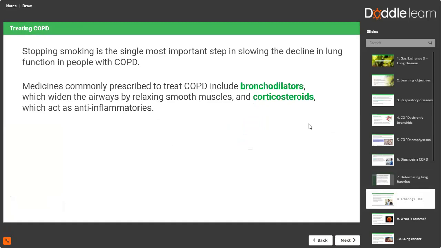So medicines commonly prescribed to treat COPD include bronchodilators, which widen our airways by relaxing smooth muscles. If we think we've got constricted airways in the bronchi, if you have chronic bronchitis, and we want to dilate them, so bronchodilators work for them, or corticosteroids, which act as an anti-inflammatory.